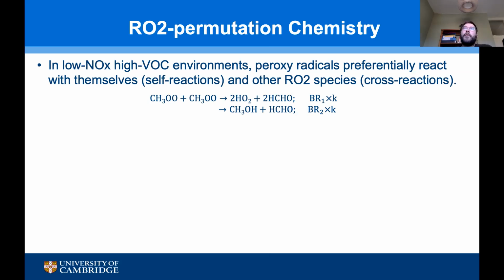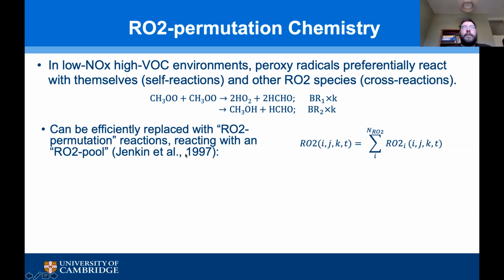I mentioned the peroxy radical permutation chemistry. This is one of the big differences between how the StratTrop scheme and the CRI-Strat scheme is put together. So you have these reactions like this. This is a self-reaction of methyl peroxy radical.